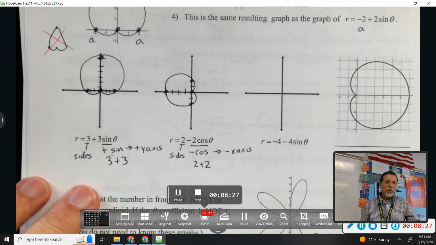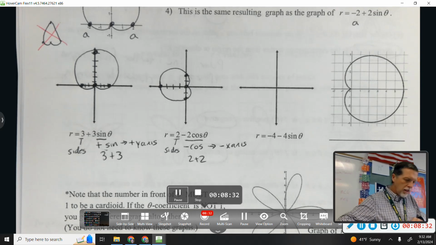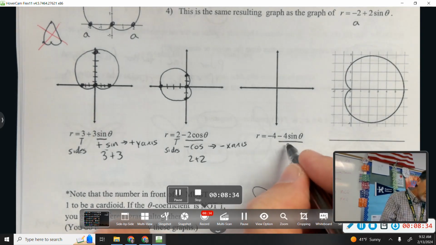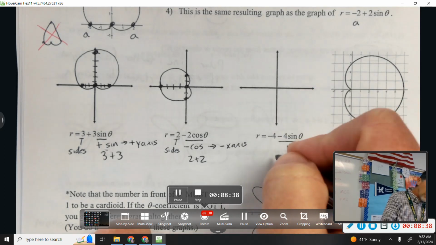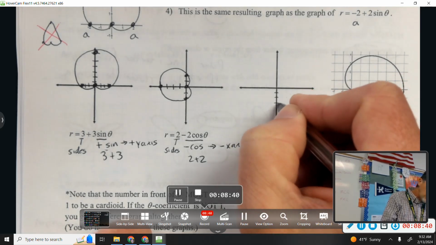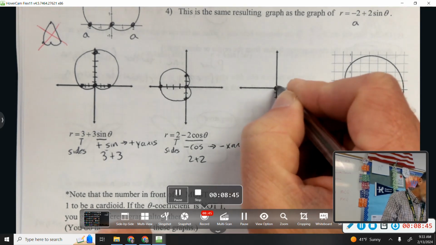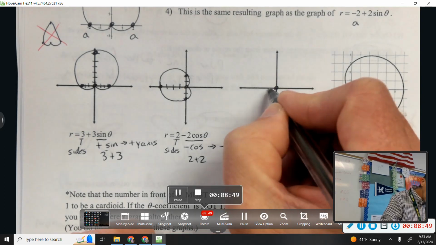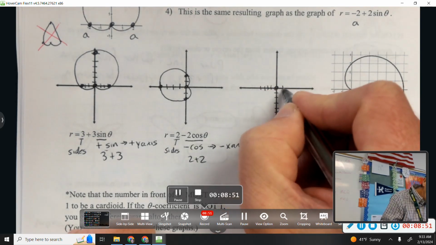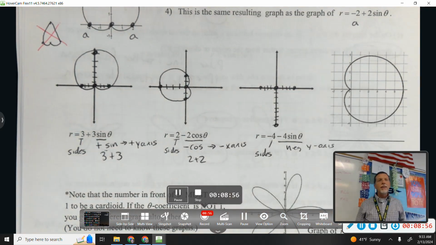Why don't you try that last one? Negative sign means negative y-axis. 4 plus 4 is 8. 1, 2, 3, 4, 5, 6, 7, 8. 4 minus 4 is 0. And then the sides are also 4. And again, the pictures look good. You're not drawing like Valentine's Day hearts.